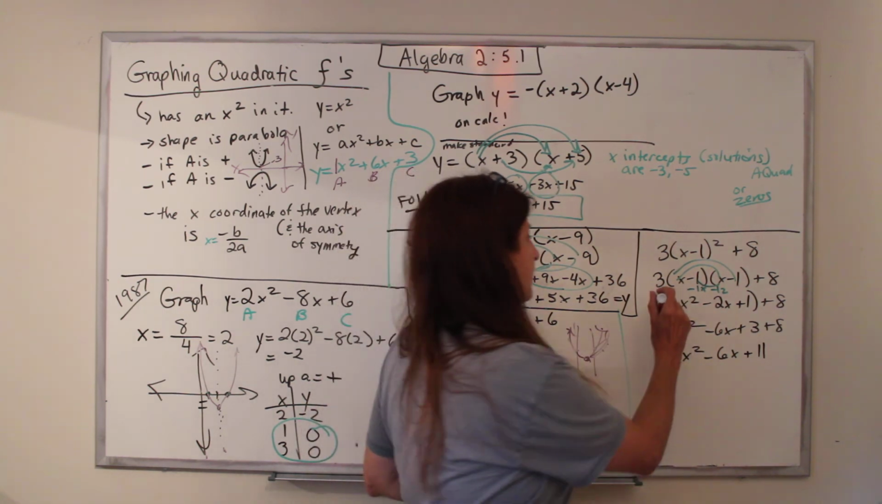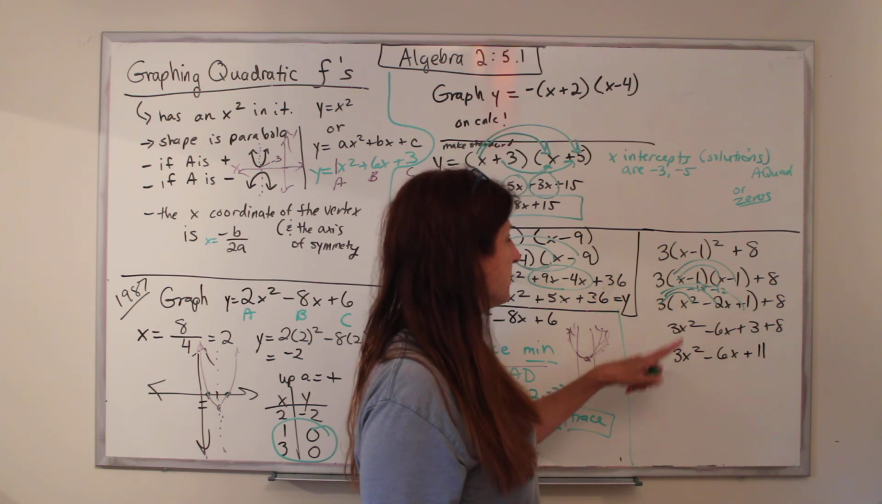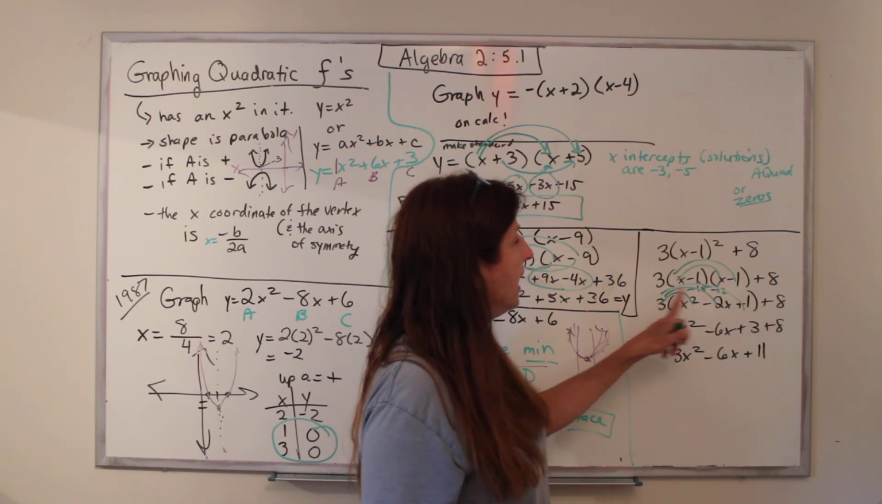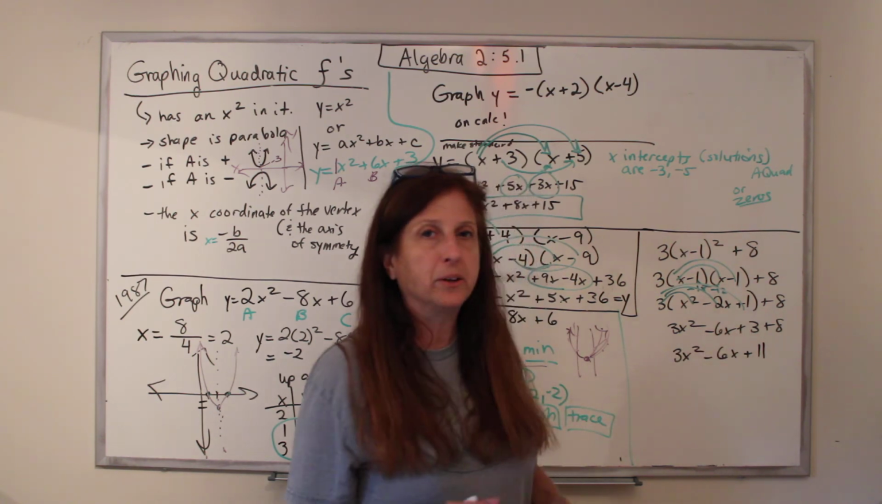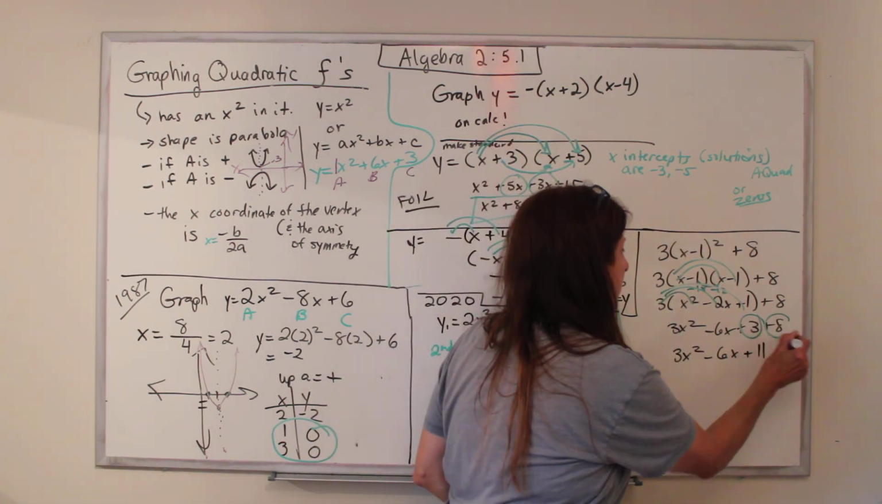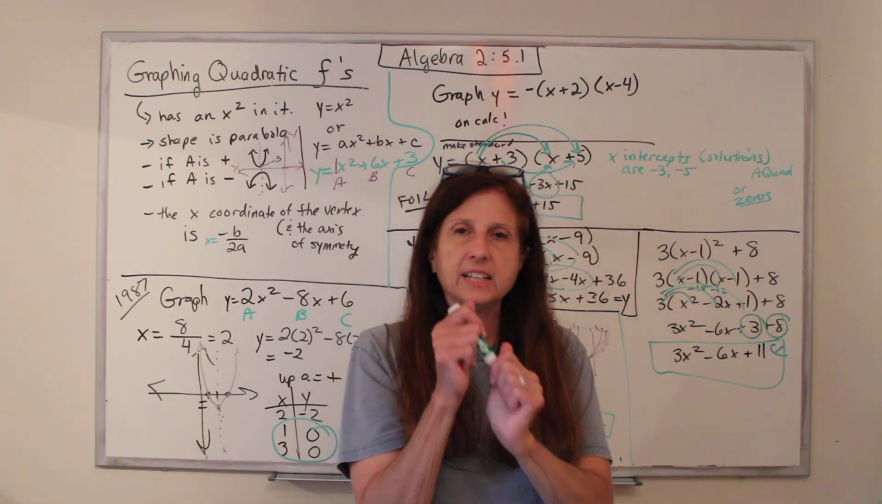So next, I distribute this. Whoop, whoop, whoop. It's more fun with sound effects. 3 times x squared is 3x squared. 3 times negative 2x is negative 6x. And 3 times 1 is 3. Now what do we do? Sing and dance, gathering up my terms. So 3 plus 8 is 11. And there you go. So this isn't hard.